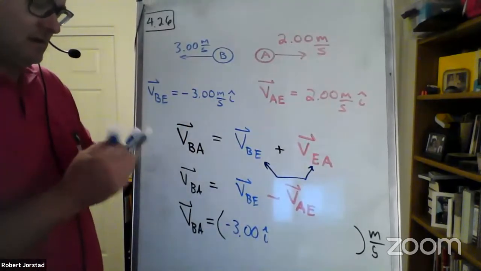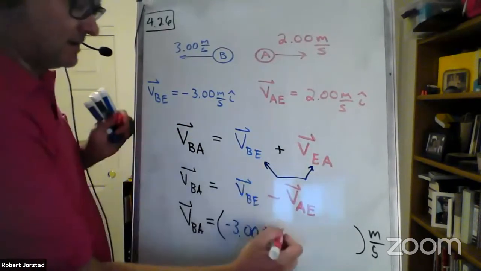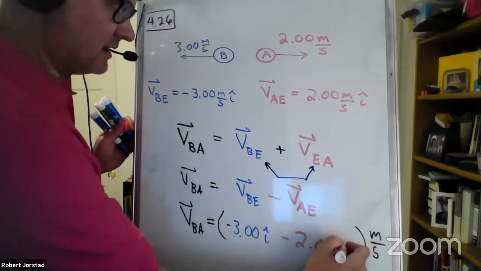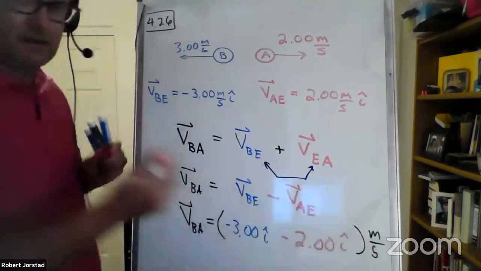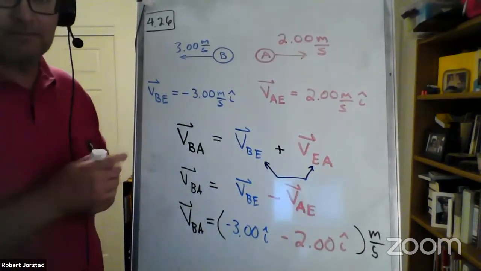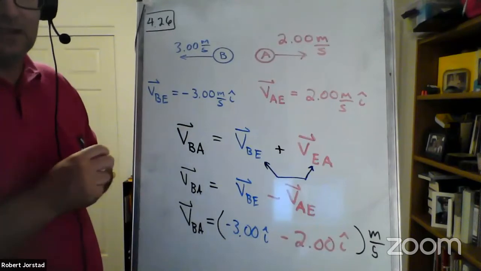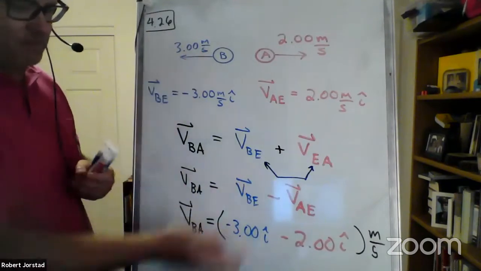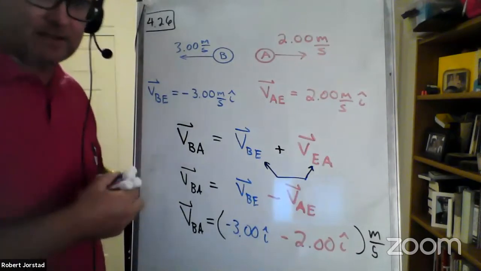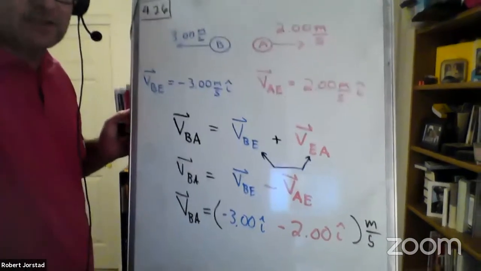And then minus 2.00 in the I hat. All right. Sorry about that. So now in this case, at this point, it's just -5 in the I hat, which is what we expected. So if I could, I'll just squeeze that in there.